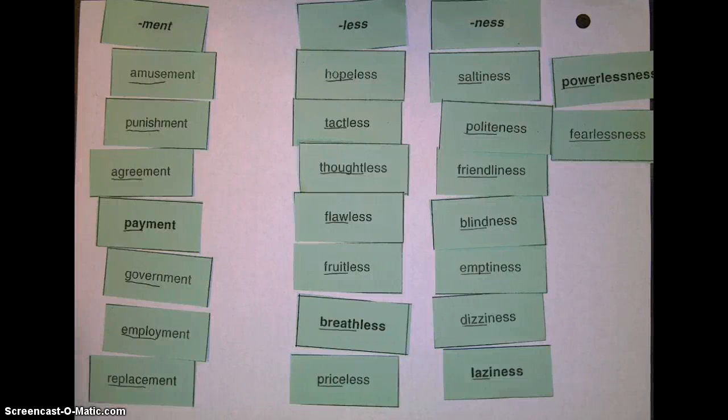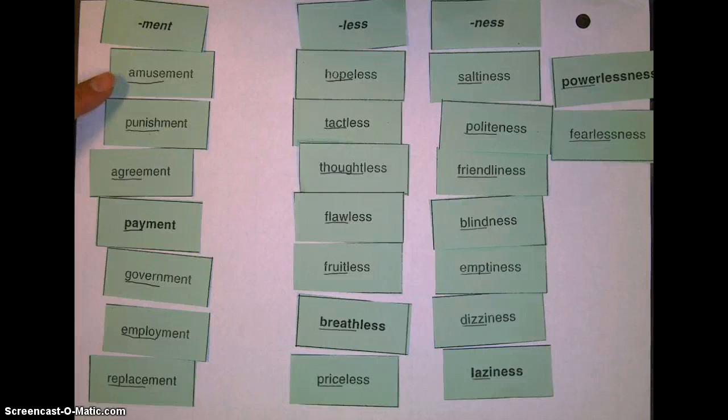All right, so now you should have all of your base words underlined in each category. And let's take a look at the base words and see how adding a suffix changes the base word. Let's start with our ment, M-E-N-T suffix. Our base word was amuse, and then our full word is amusement.